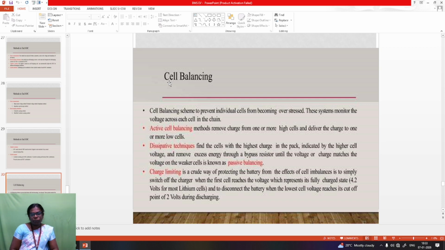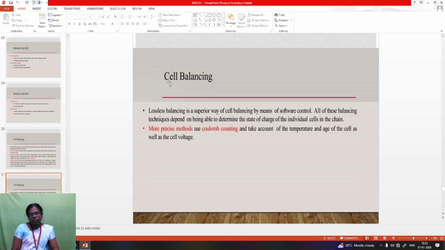Charge limiting is a crude way of protecting the battery from the effect of cell imbalance: simply switch off the charge when the first cell reaches the voltage that represents the fully charged state, 4.2 volt for most lithium cells, and disconnect the battery when the lowest cell voltage reaches its cutoff point, 2 volt, during discharge.